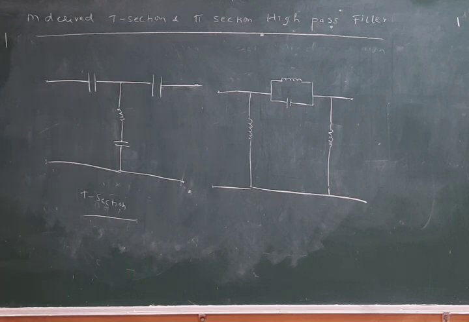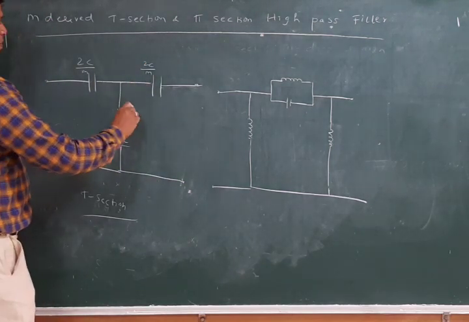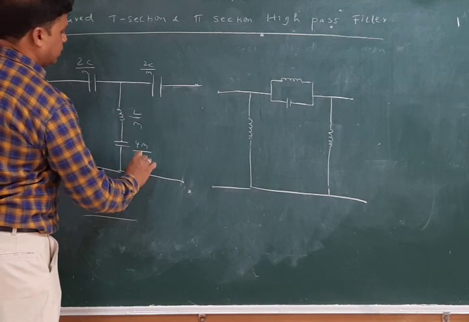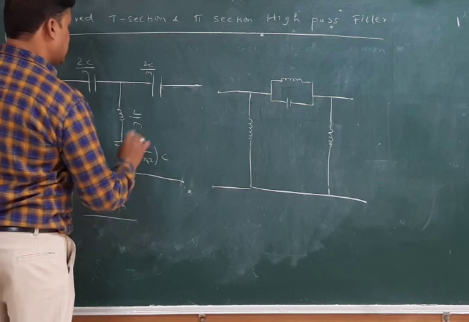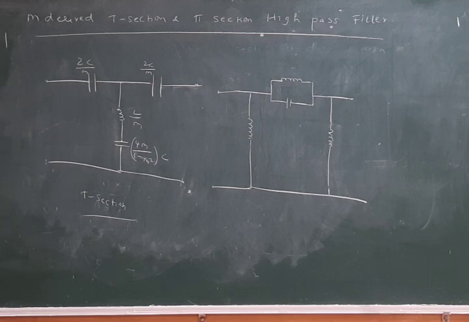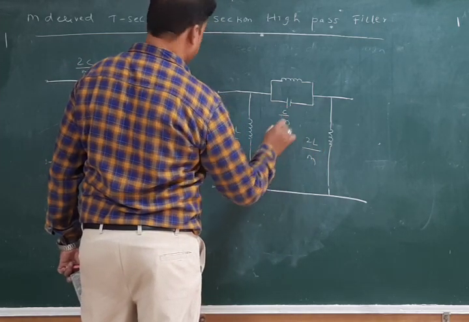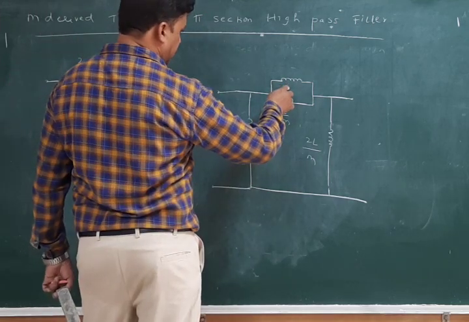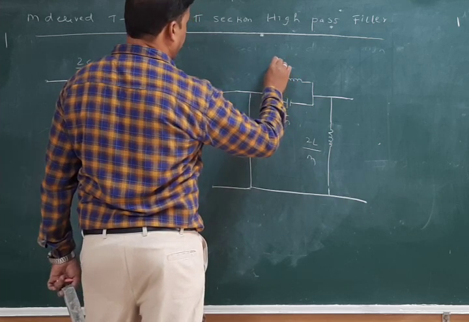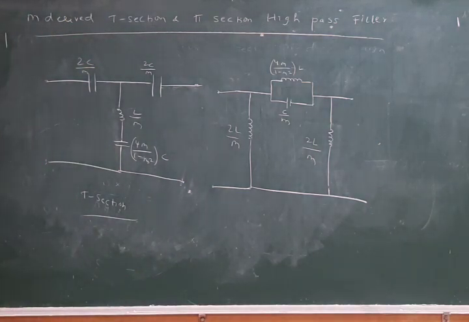So, what is this capacitor value? The capacitor value already we have derived for T section is 2C by M, 2C by M, L by M and 4M by 1 minus M square into C. 2C by M series capacitance, 2C by M and 2C by M, and it is L by M, 4M by 1 minus M square into C. And here also the values are there, 2L by M and 2L by M and C by M. L by M, 2L by M, and here it is C by M, and here the inductance is there, that is L by M. Sorry, for 4M by 1 minus M square into L. Okay.